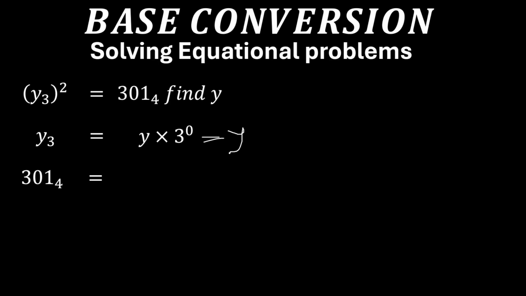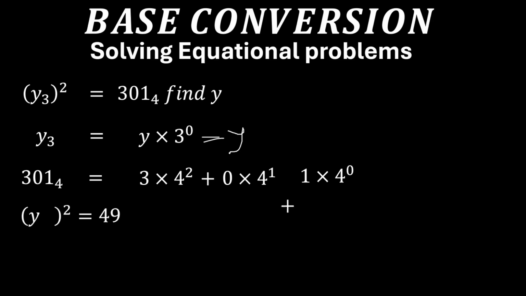Now let us convert 301 base 4 to base 10. So what do we do? 3, 0, 1, each multiplied by powers of 4. From the right to the left, we number the power of 4 in increasing order from 0, 1 to 2. Then we add everything together. For this one, 4 raised to power 2 is 16, multiplied by 3, that's equal to 48. Then 0, anything multiplied by 0 is equal to 0, and this last one is equal to 1. So everything here is 49.